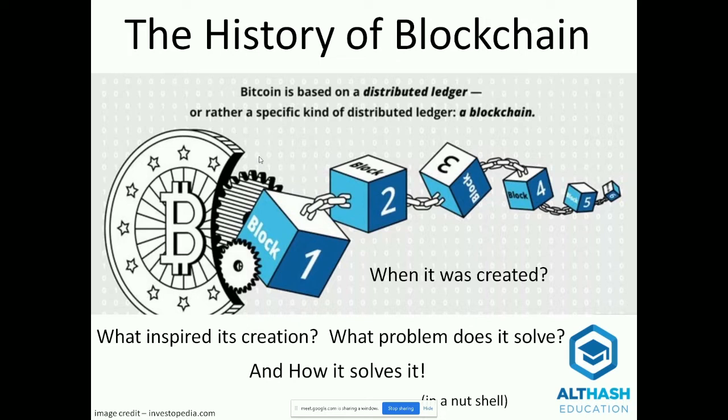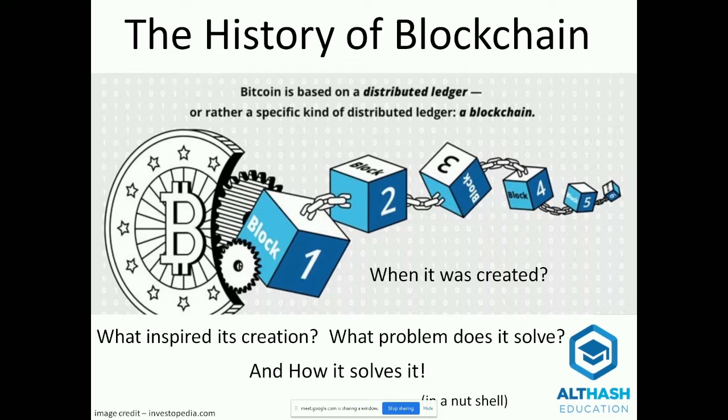As we can see in this picture, Bitcoin is based on a distributed ledger, or rather a specific kind of distributed ledger, a blockchain. A ledger, just a normal English word, is like a logbook of transactions. Steve paid Bob 10 Rand, or $10, on this date. Okay, so that's a ledger. And a blockchain is a distributed ledger, where it's distributed amongst multiple parties. Okay, let's carry on.